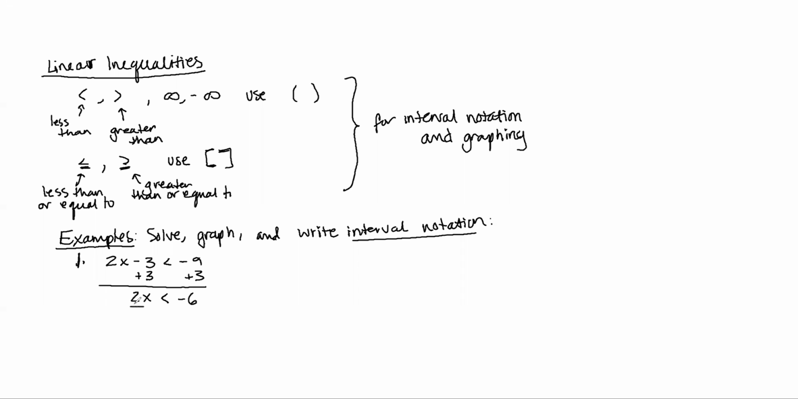Then we're going to divide both sides by 2. We're dividing by a +2, so we're still not doing anything different here. So we're going to get x is less than -3. Now, this is not the solution. Our solution is going to be the graph and the interval notation.